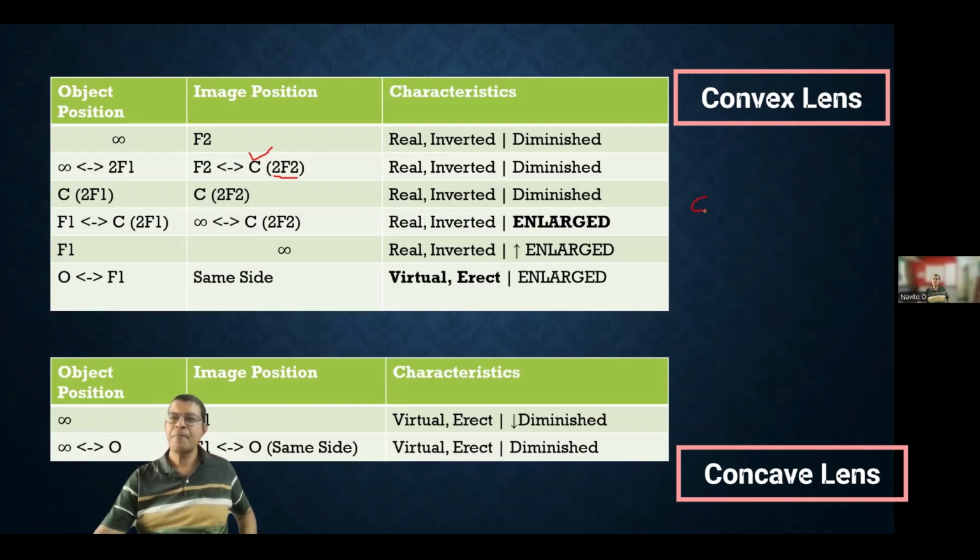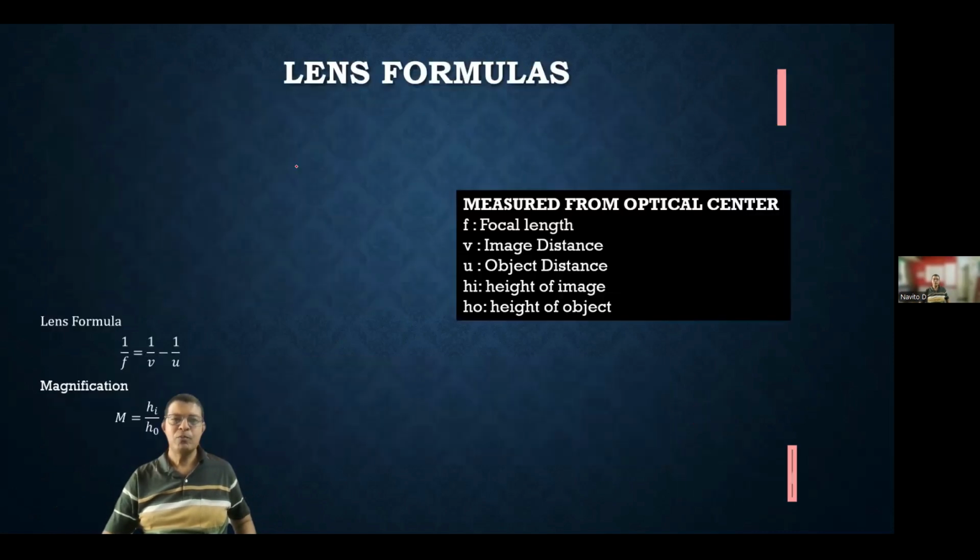This is for convex. It's self-explanatory. This is for concave. So when I put this arrow here, it means between infinity and 2f1. That time the image is formed between f2 and 2f2. This is where the image is formed. Or you can refer to the image diagrams itself. They are more simplistic to understand. Right. So let me move forward.